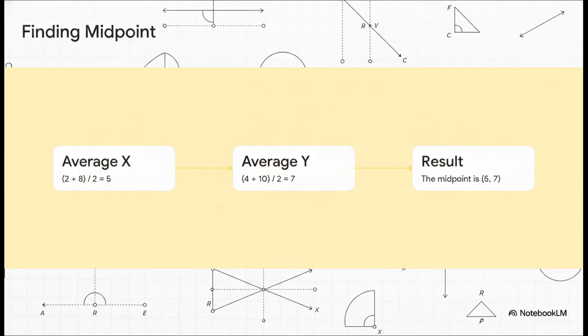Let's walk through this calculation step by step to see how coordinate reasoning works in practice. Let's say we have a segment with endpoints at (2, 4) and (8, 10). Step 1, we average the x coordinates. 2 plus 8 is 10. Divided by 2 gives us 5. Step 2, average the y coordinates. 4 plus 10 is 14. Divided by 2 is 7. So our result, a precise midpoint sitting exactly at (5, 7).